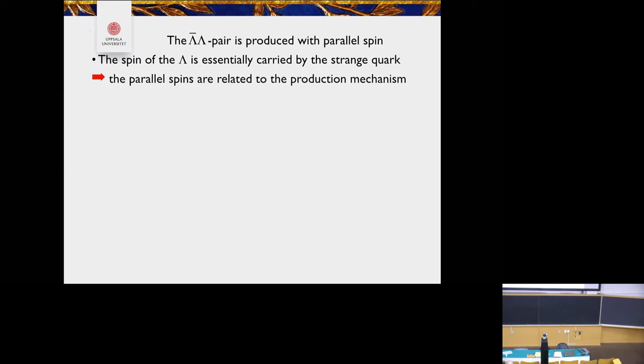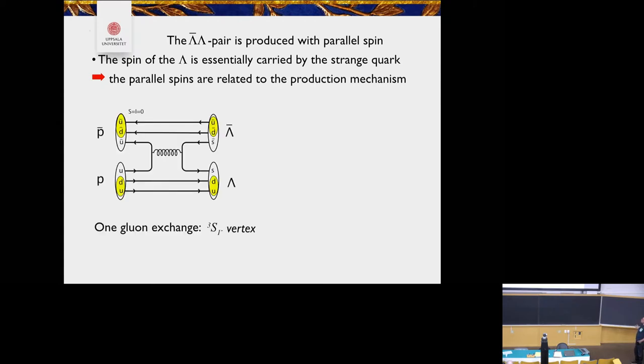So I think that it's fair to say that the parallel spins are related to the production mechanism. And this can actually be understood. In these quark model-inspired models, you have either a 1 gluon exchange, and if you have 1 gluon exchange, you have a triplet S vertex for the S S-bar. So automatically you get a triplet state. And if you have a 2 gluon exchange, you have a triplet P vertex. So you also naturally get a triplet state.